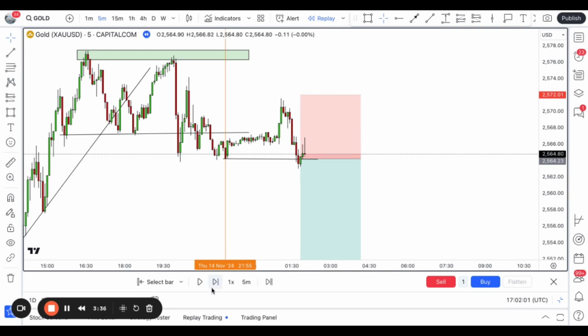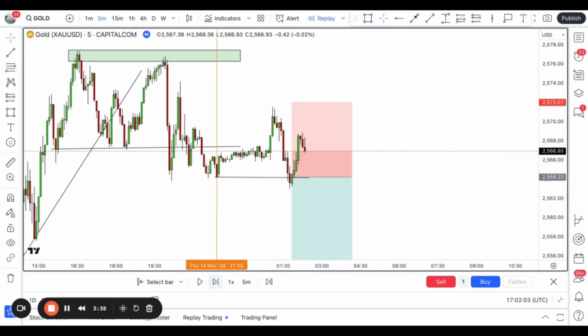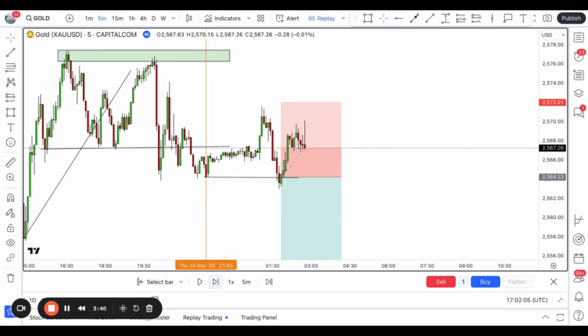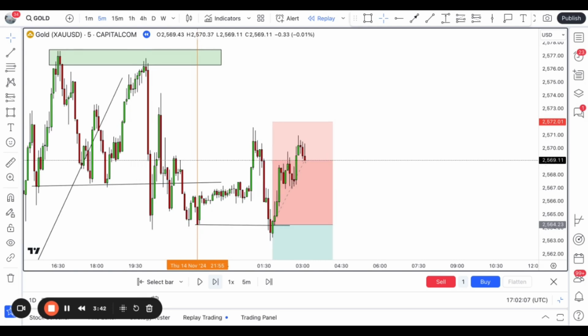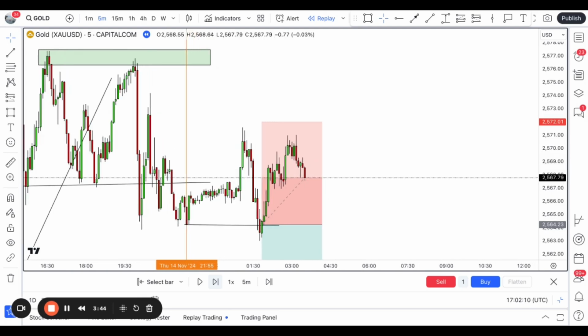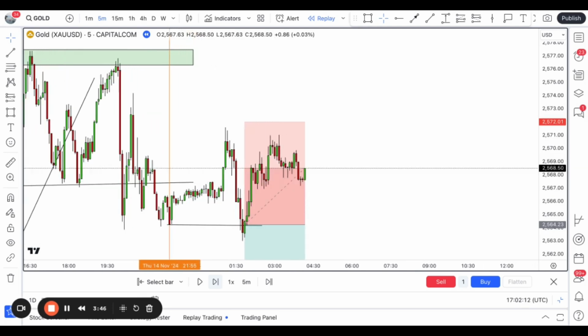We're just looking. Let's get that. So we've been in drawdown. Close to it and take stop loss. Good way to start the trading.